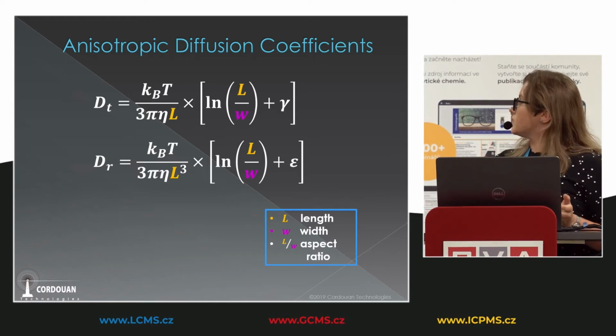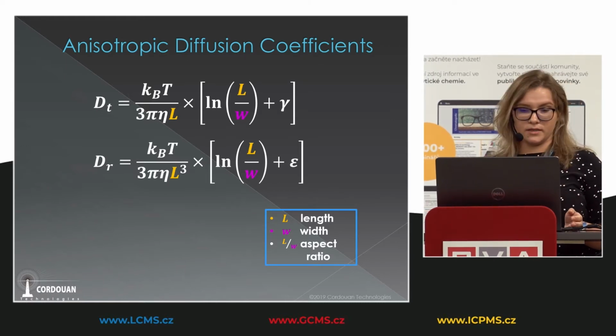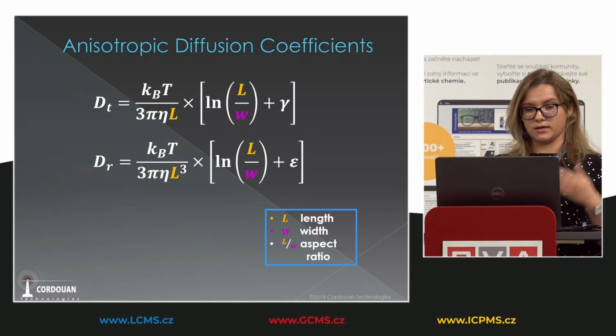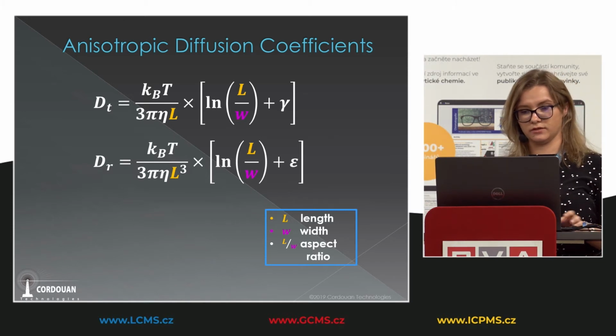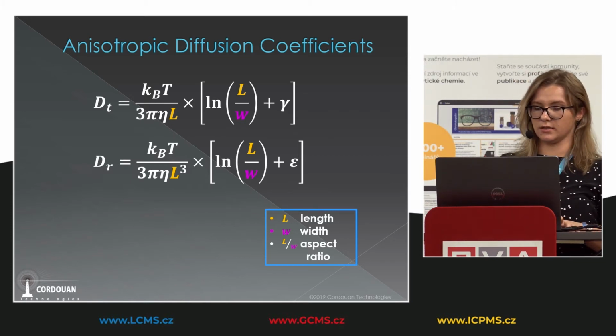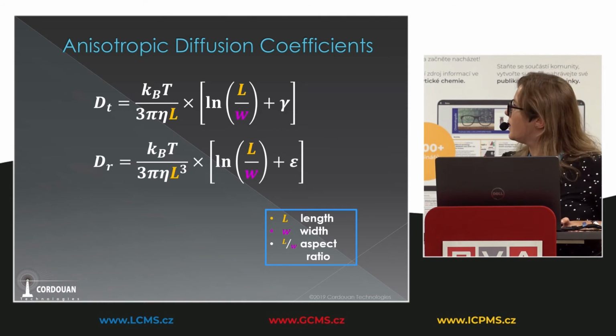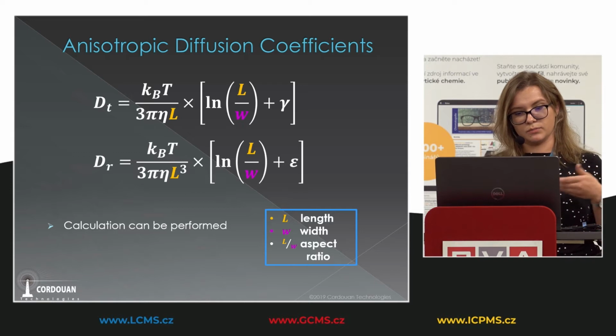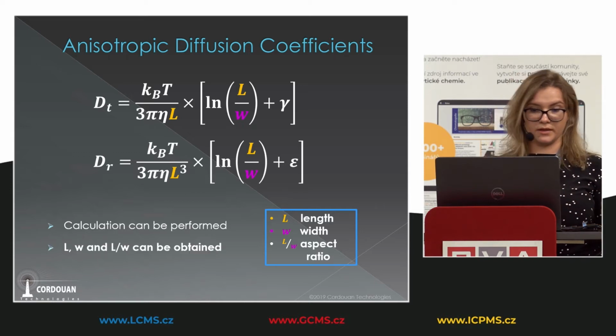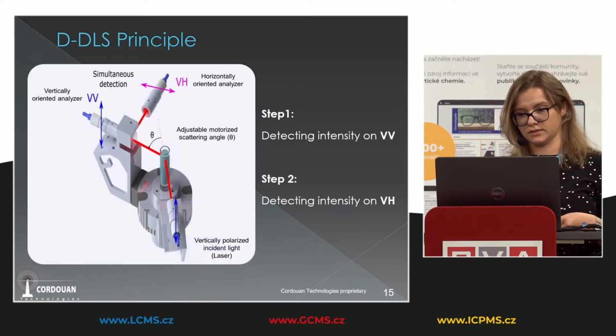The equation on the slide describes mathematically these two different motions, which is linked to the translational and rotational diffusion coefficient. And you can see that in both of these equations, we have the aspect ratio of the particle. So we can perform the calculation to determine the length and the width of this particle.